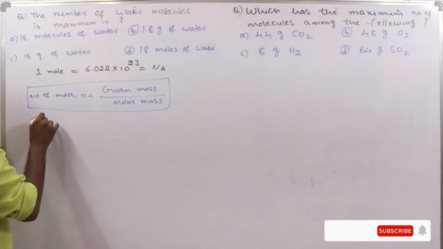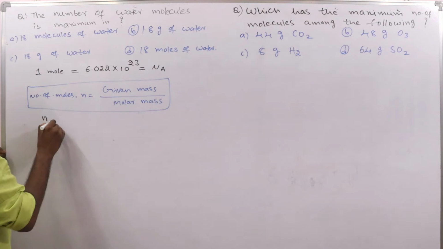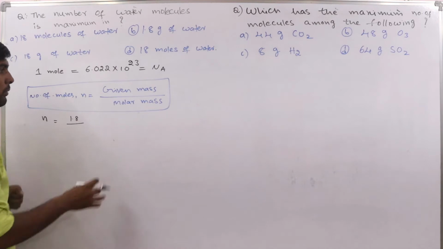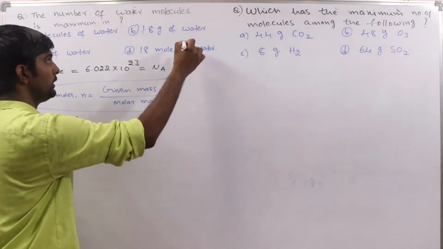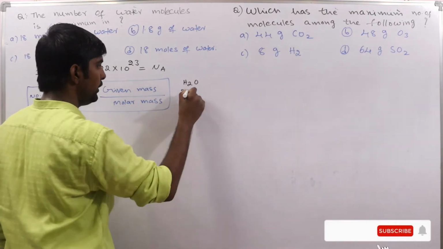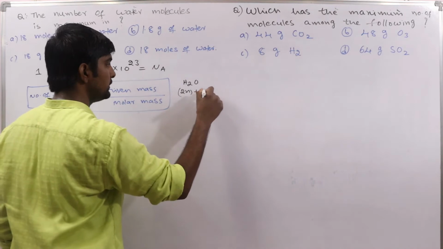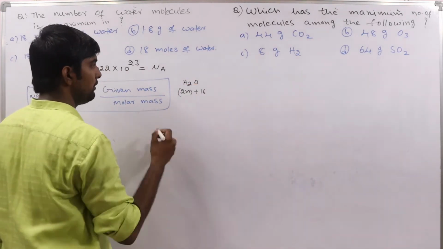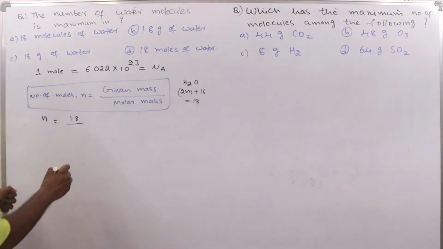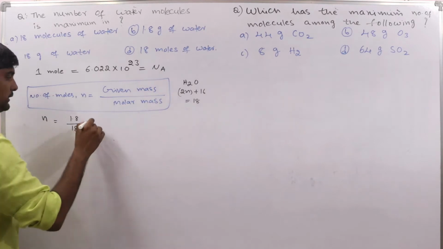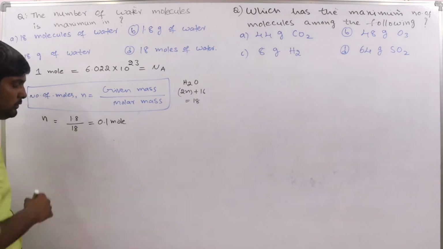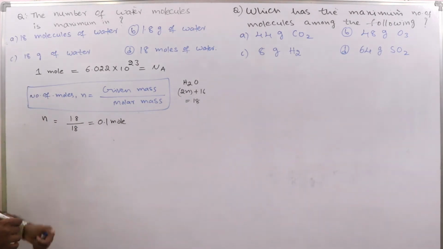First of all, we should calculate the number of moles in this second case. That is equal to the given mass, 1.8 grams, by the molar mass of water. That is H2O, right? 2 hydrogen atoms, so 2 into 1, 2 grams, plus oxygen, 16 grams, is the atomic weight of oxygen. So total 18 grams per mole. So molar mass is 18. So this is equal to 0.1 mole, 1.8 by 18.